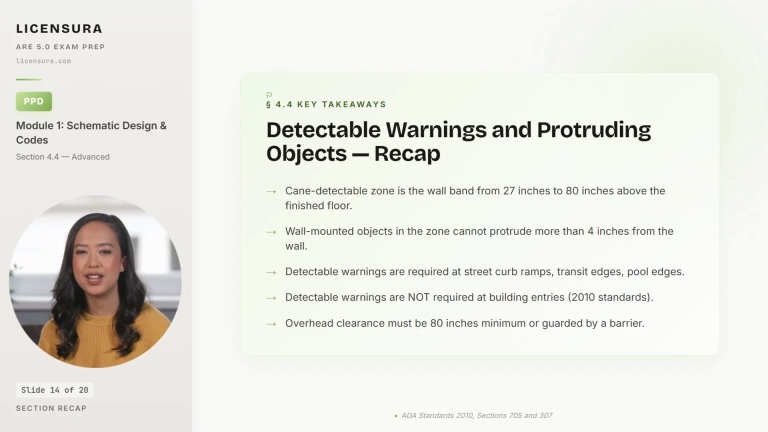Third, detectable warnings under ADA Section 705 are required at curb ramps at street crossings, at transit platform boarding edges, and around reflecting pool perimeters when no wall or rail bounds the pool. Fourth, detectable warnings are explicitly not required at building entries and lobby thresholds under the 2010 standards, even though the 1991 standards required them at parking lot curb ramps. And fifth, overhead clearance for any accessible route must be at least 80 inches above the finished floor. Anything lower needs a barrier at floor level so the cane detects the hazard before the user collides with it.